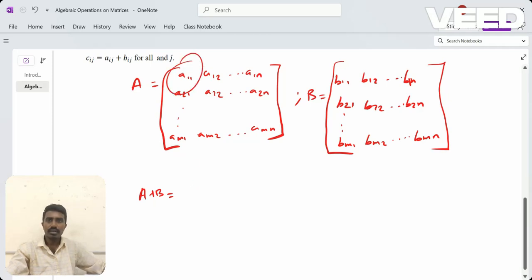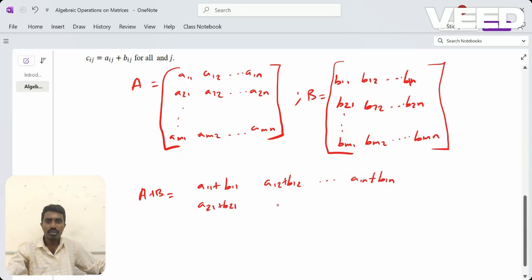That means you have to add first A11 and B11, then A12 and B12, like that. So A11 plus B11, A12 plus B12, and so on, A1n plus B1n. Second row, A21 plus B21, A22 plus B22, and so on, A2n plus B2n. Finally, the last row in the same way, Am1 plus Bm1, Am2 plus Bm2, and so on, Amn plus Bmn.